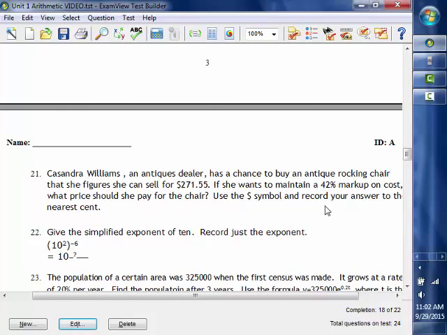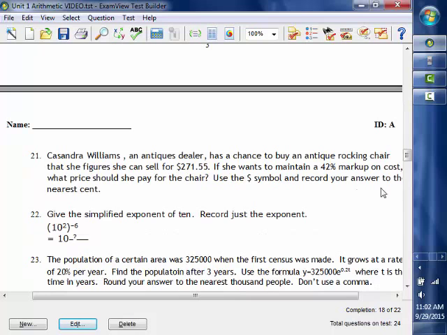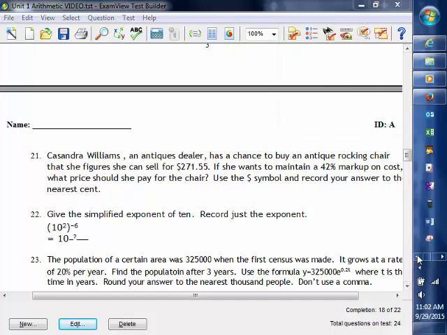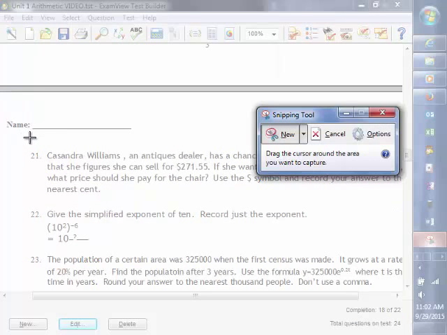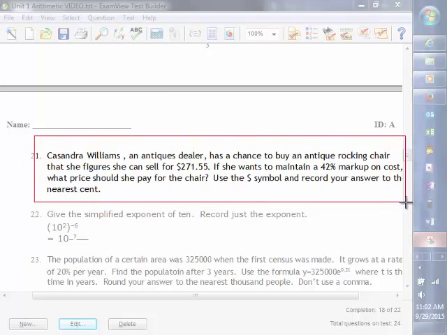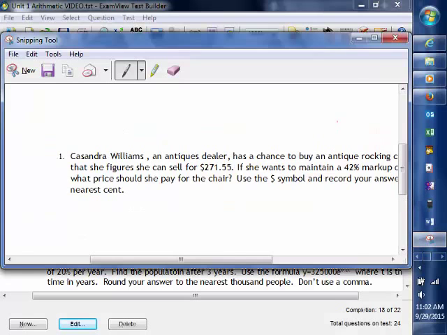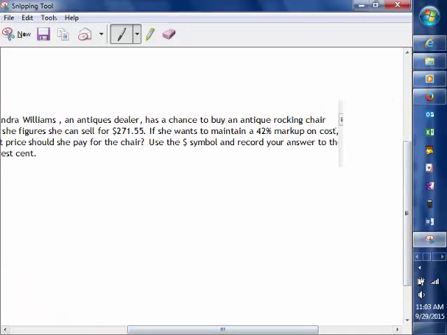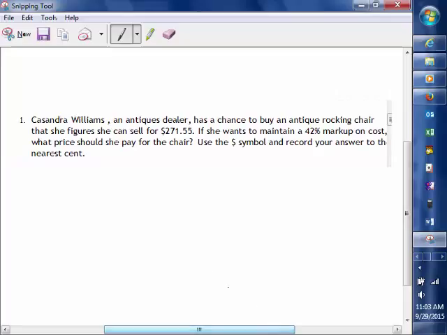This next one, be careful. Actually, I think the actual test has markup based on selling price. This one says markup based on cost. Okay, I'm going to do it two ways just to show you that you get a different answer whether it's markup based on cost. Okay, so if it's based on cost, like it says here, then we would do it this way.